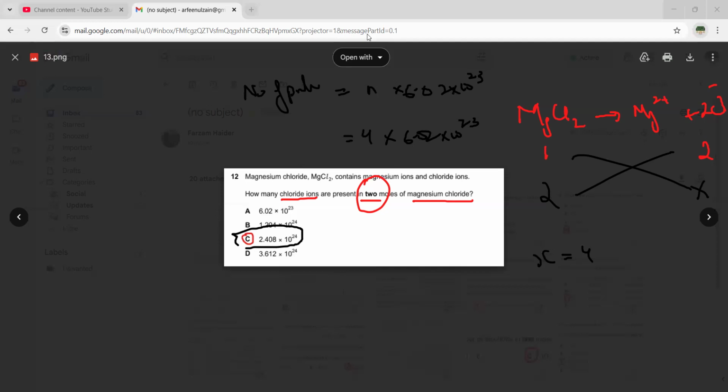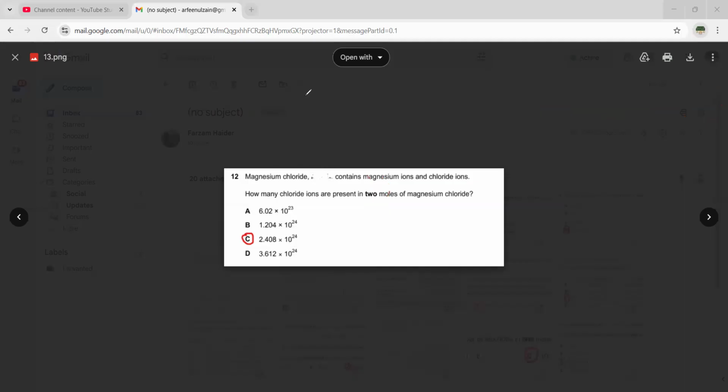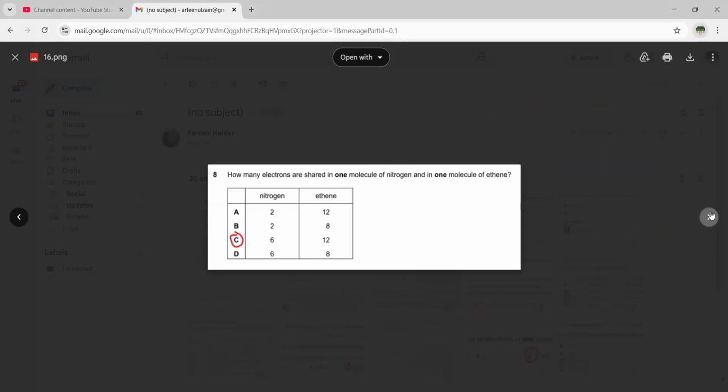If this was the same question, let's say instead of magnesium chloride, they said sodium chloride, for example. NaCl will have one sodium ion and one chloride ion. So what is the ratio between them? 1:1. So if I have 2 moles of sodium chloride, I'll have X, cross multiply, 2 moles of chloride, and those 2 moles will be multiplied by Avogadro's constant. So in that case, I will get B as the answer if it was sodium chloride. So it depends on the ratio of the ions present.